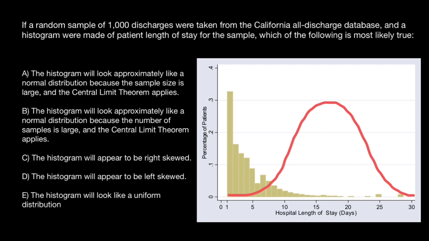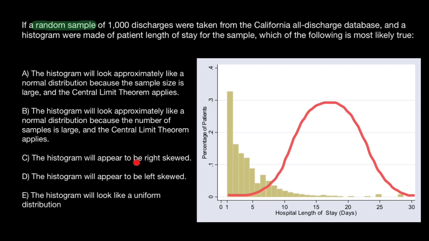And in our problem, the size of the sample is large, but it is only one single sample. So the central limit theorem, which is mentioned in variants A and B of the answers, is not applicable to this situation. So now we have to choose between variants C, D, and E.